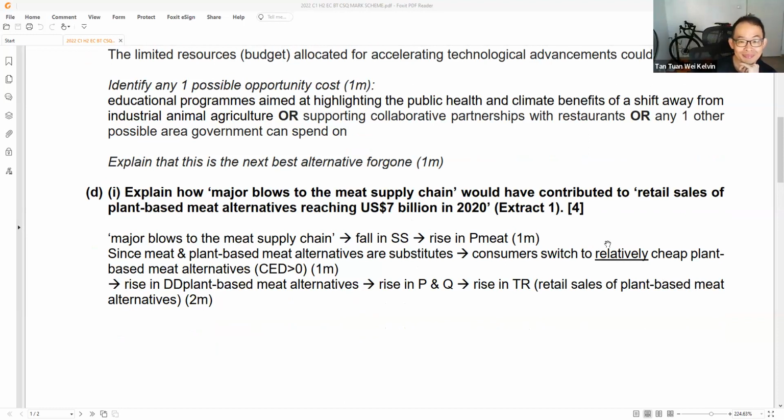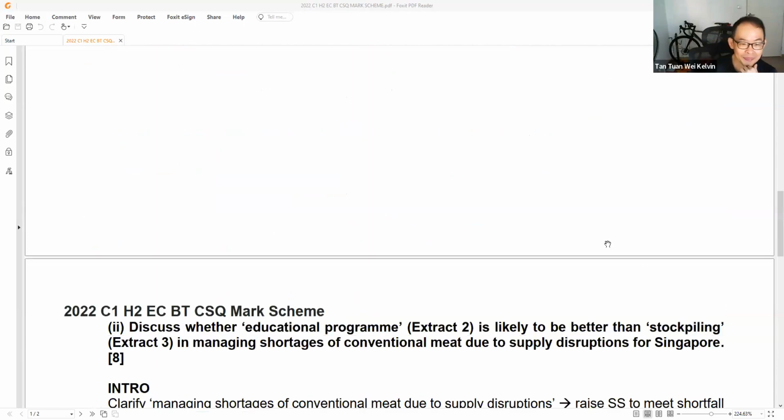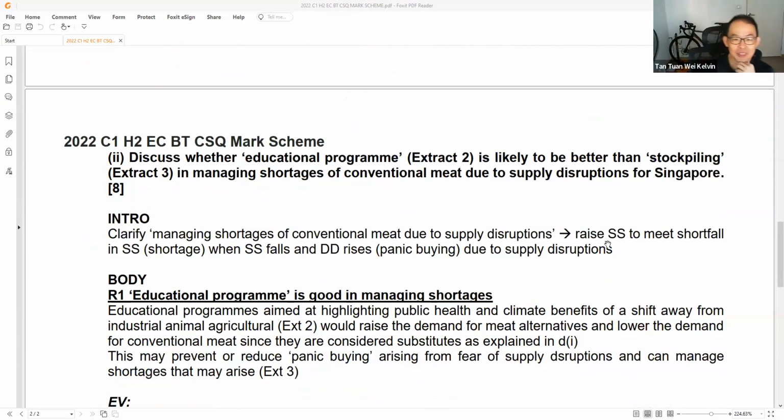Okay, so this is part D. For part 2, let me show you the answer. Once you are clear about what I said, this should be quite clear. The shortage here is when quantity demanded is greater than quantity supplied.